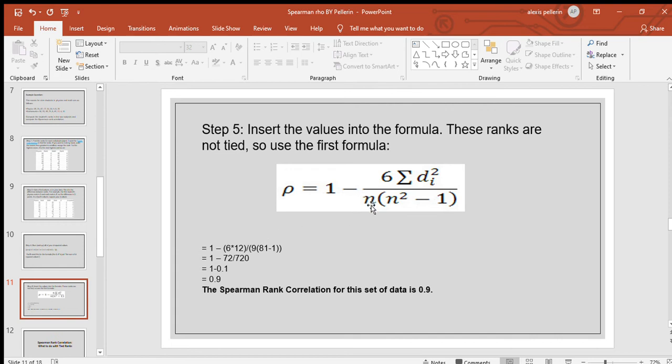So we have 9 squared, then 9 squared is 81, minus 1, and then 1 minus 72 over 720. So 6 times 12 is 72, and 81 minus 1 times 9 is 720. So now 1 minus 0.1 equals 0.9. So the Spearman rank correlation for this set of data is 0.9. So it is a perfect positive correlation between ranks.